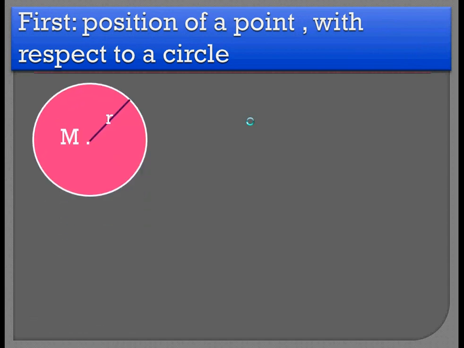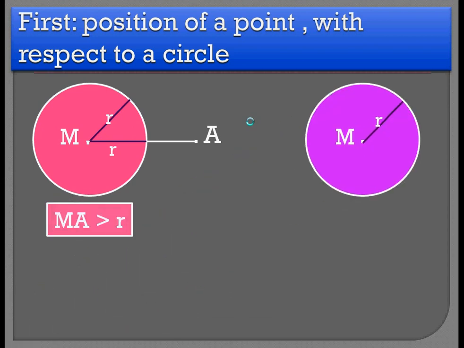If I have a circle M with radius R, and we said that the circle is named by its center M, and I have a point A, this point, as you see, is lying outside the circle. We can say that the distance from the center M to the point A is longer than the radius of the circle, so MA is greater than the radius. Also, the radius of the circle will be smaller than the distance from the center to the point A. We can say that point A is lying outside the circle if MA is greater than the radius.